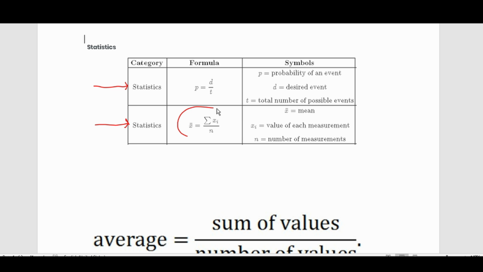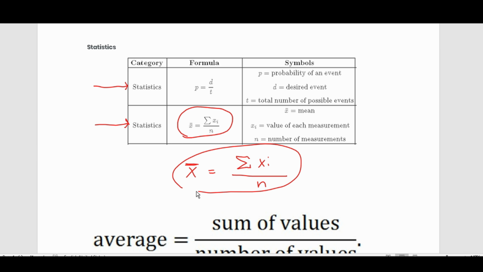Here's the statistical formula for finding the average. It's this, and let me rewrite it so I can discuss each part. X with a line over the top refers to the mean or average, equals, this is the statistics symbol for summation. X to the I refers to the value of each measurement, and N refers to the total number of measurements.